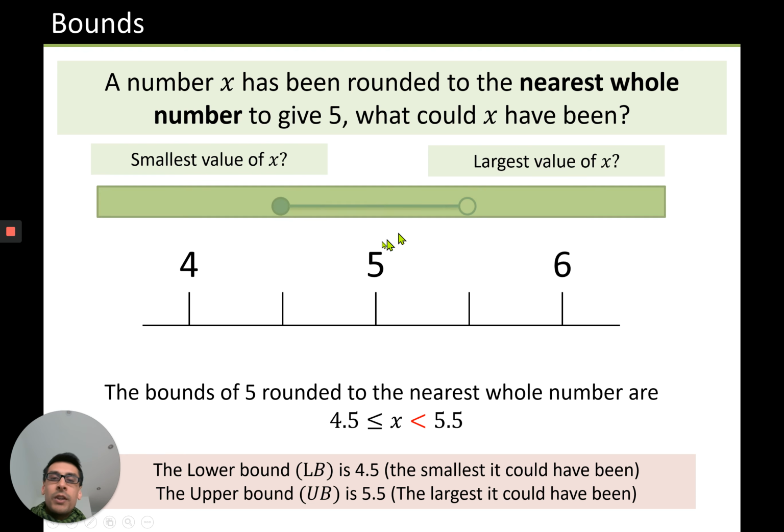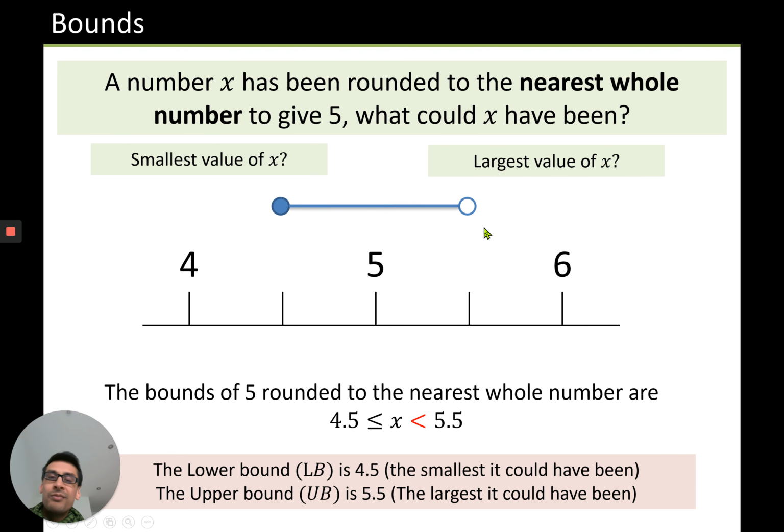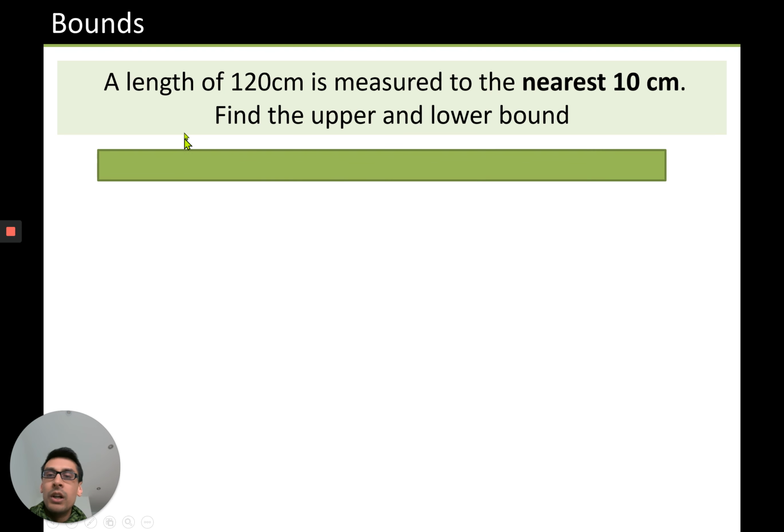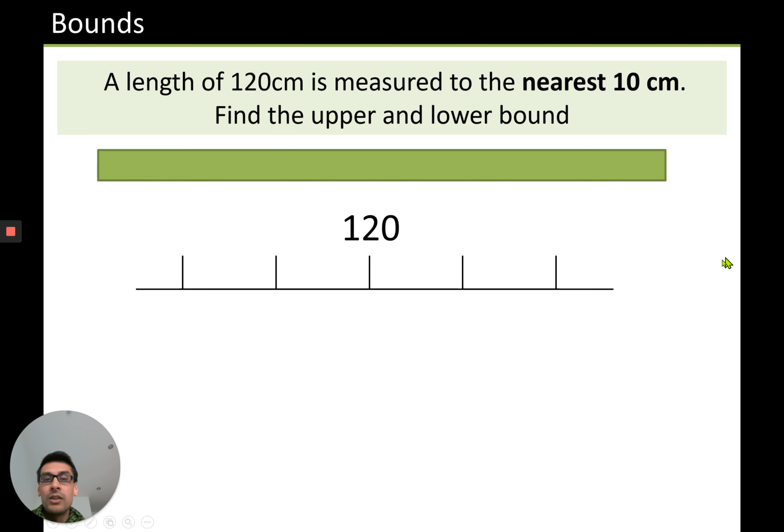Again, you can also just show it on a number line like this. You're not typically going to need to do that though in this topic. So second example, a length of 120 centimeters is measured to the nearest 10 centimeters. Find the upper and lower bound. So again, just do a number line.